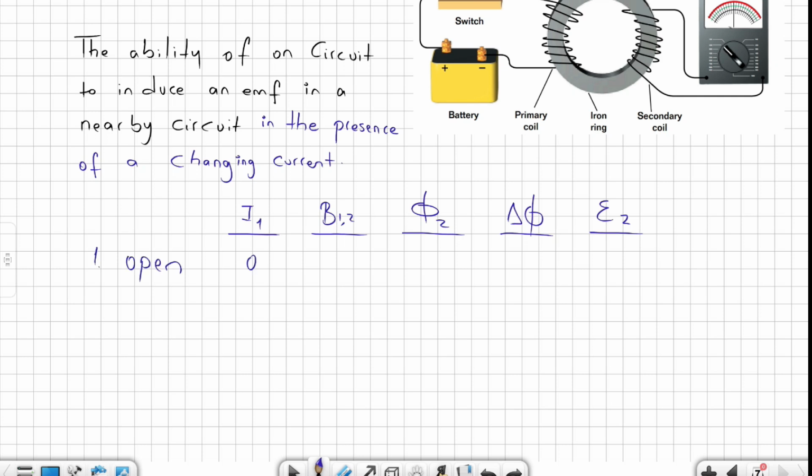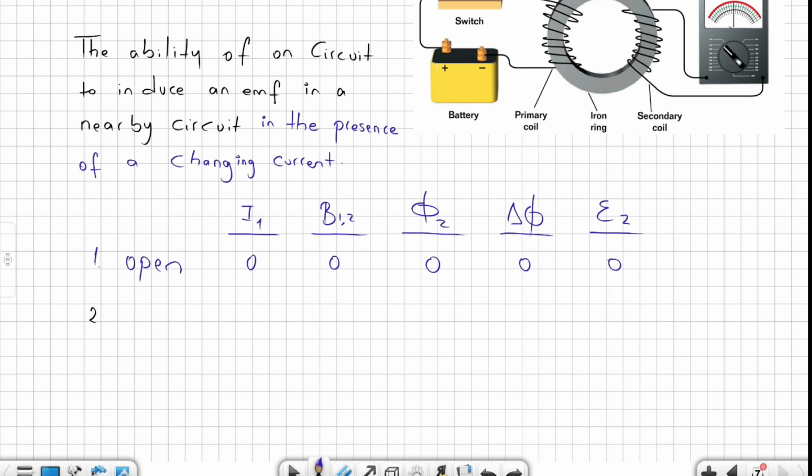First, when the switch is always open, the current in the primary is zero, so the magnetic field in both coils will be equal to zero, and flux in the secondary coil will also be equal to zero. The change in flux is zero because there is nothing and there is no change, and induced EMF in the secondary coil will also be equal to zero.